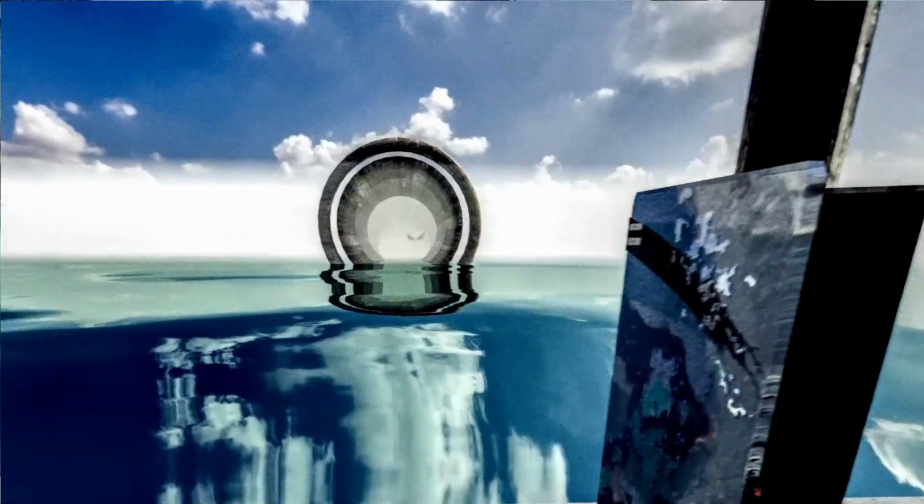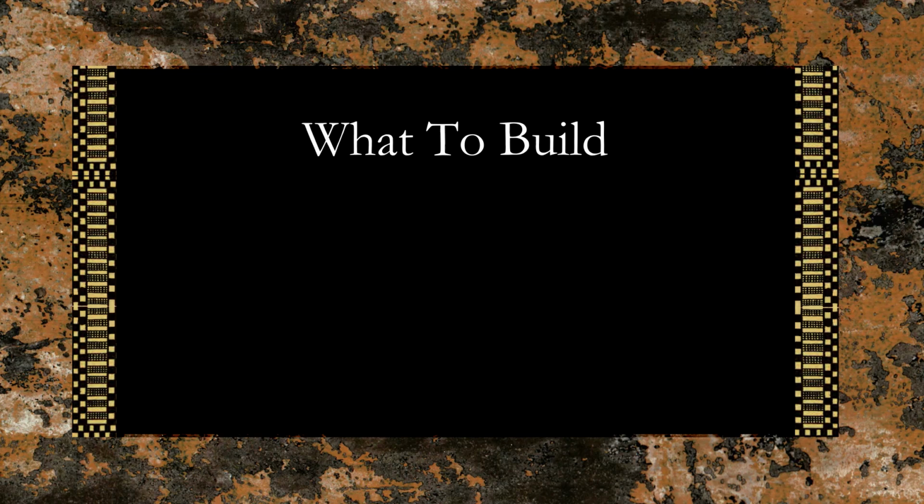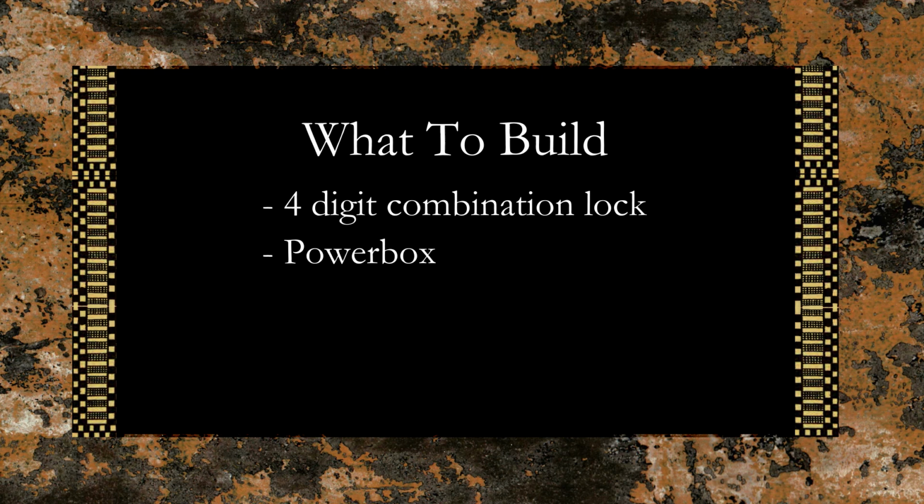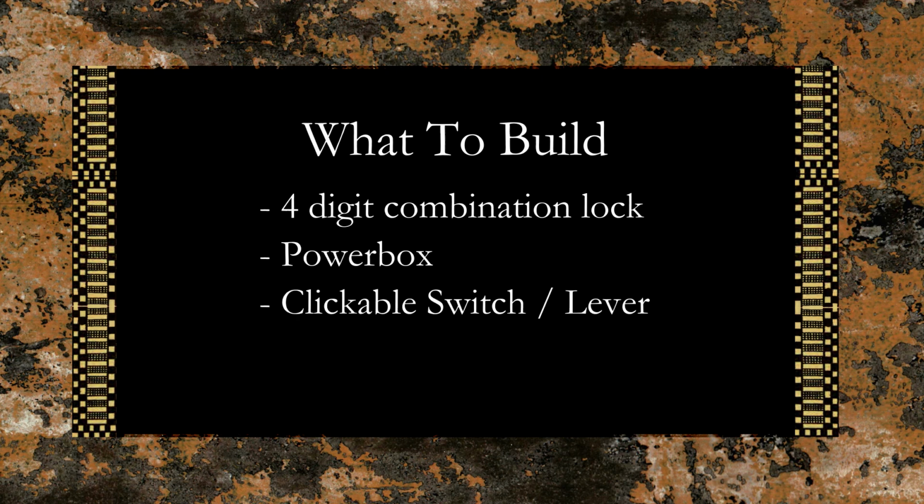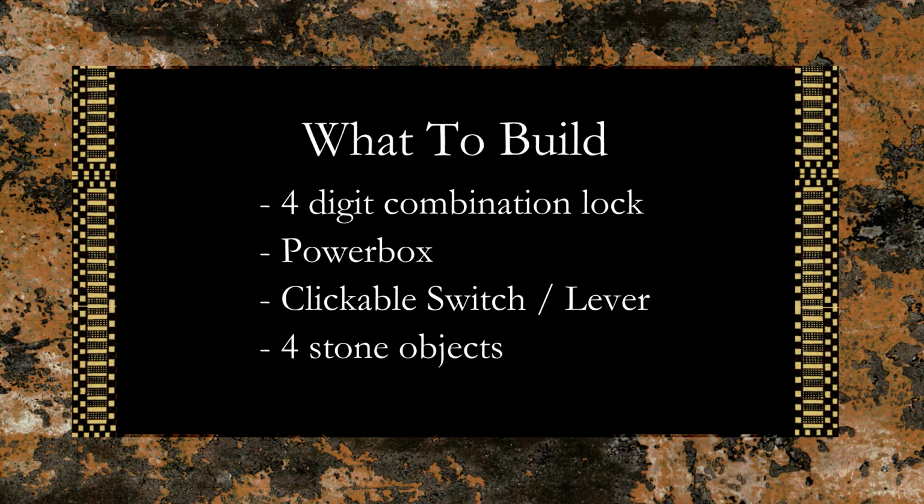So, how do we achieve this? Let's quickly go over what we need to build the system I have in mind. We need a 4-digit combination lock where we input the puzzle answer. We need it to unlock when the correct combo is input. A power box, which only opens if the lock is in the open state. A switch, which when clicked on, plays the end cutscene video. 4 separate stone pile objects, which when clicked on, play a video of the stone being thrown into the pit.